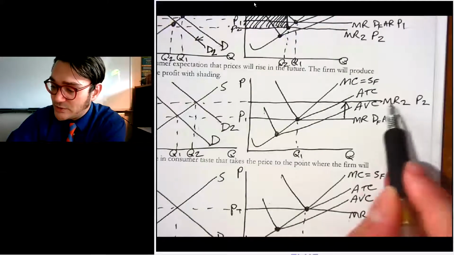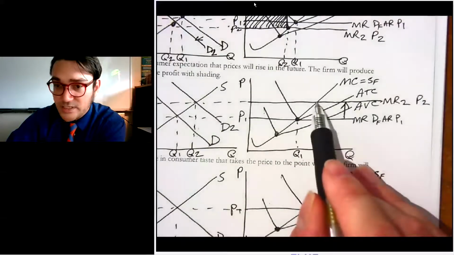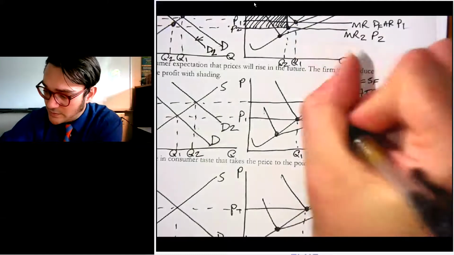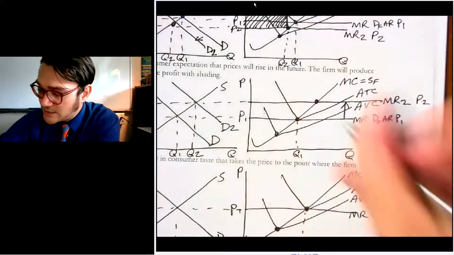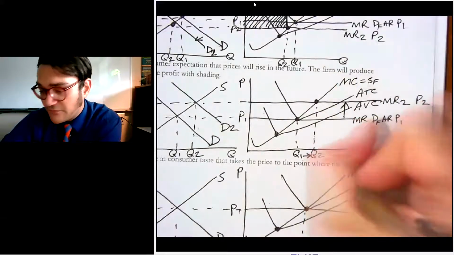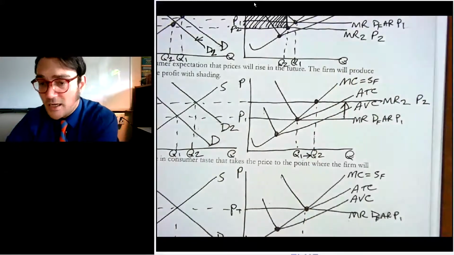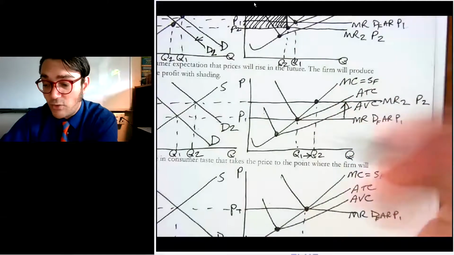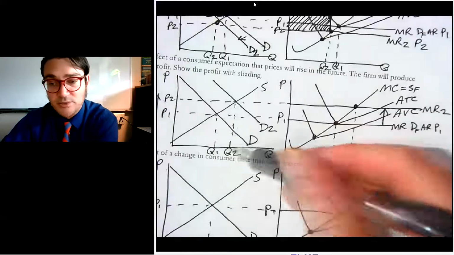So the new MR-D-ARP, the new MR, and the MC are here. Let's put a dot, and then let's go down to the quantity, Q2. So we see that the firm's producing more quantity because we've kind of moved the increased quantity that they produce, and we see that in the market as well.